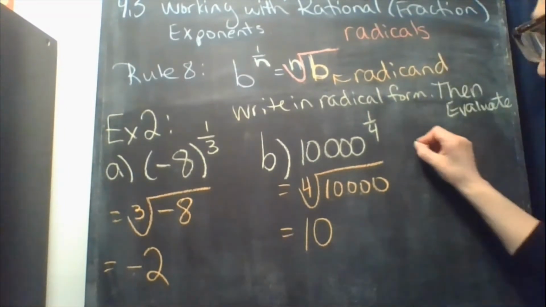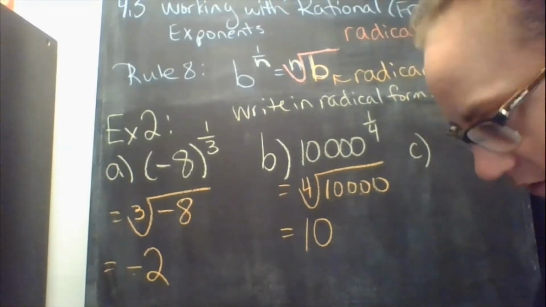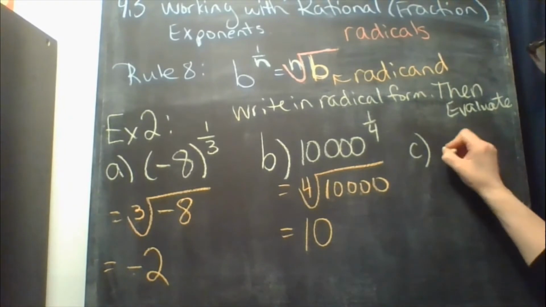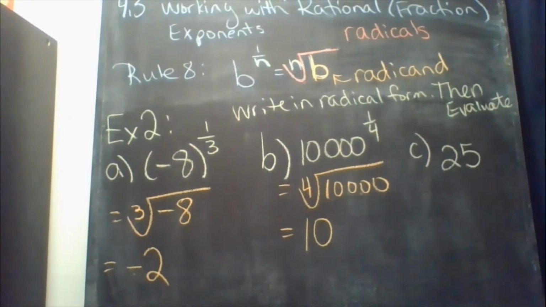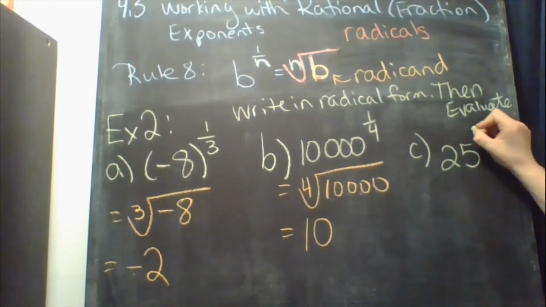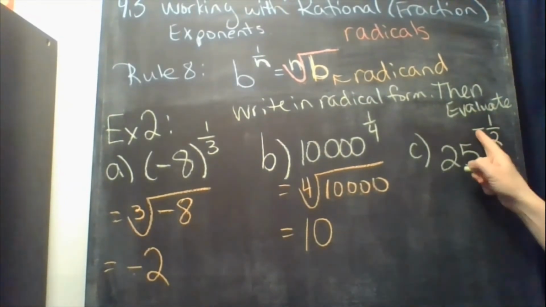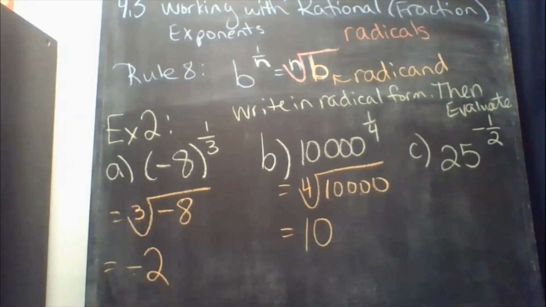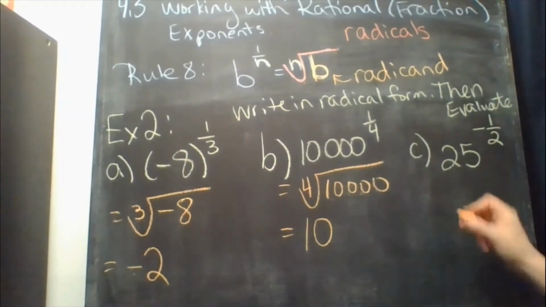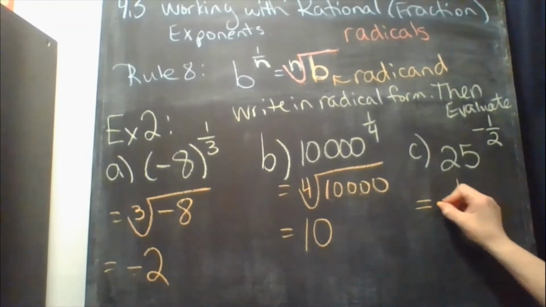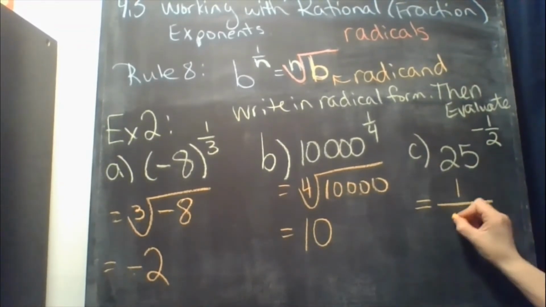Let's bring in, let's say, I don't know, 25 to the exponent negative 1/2. So let's bring in that we now have a negative in here. That's okay, we can handle it. Let's first get rid of that negative. So the negative, remember, means 1 over.